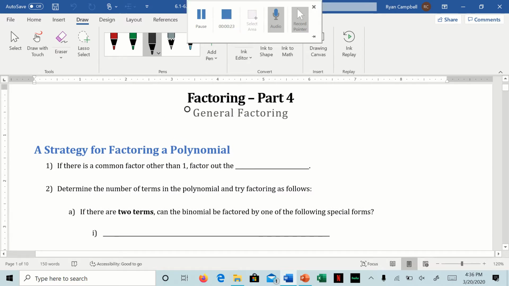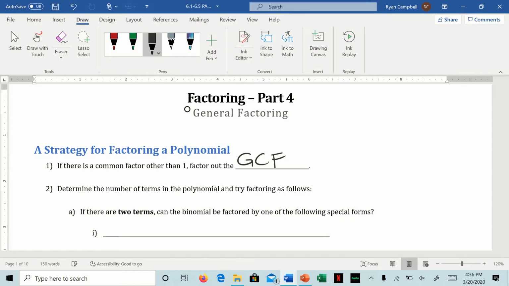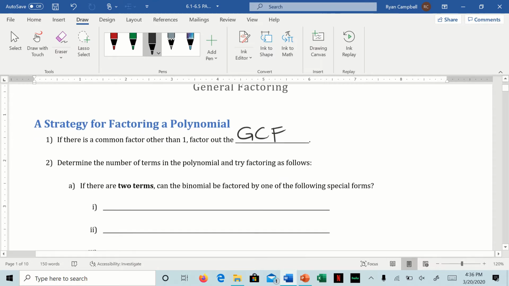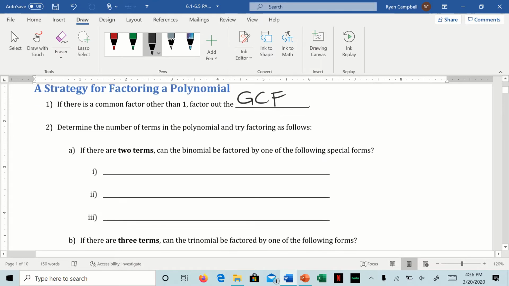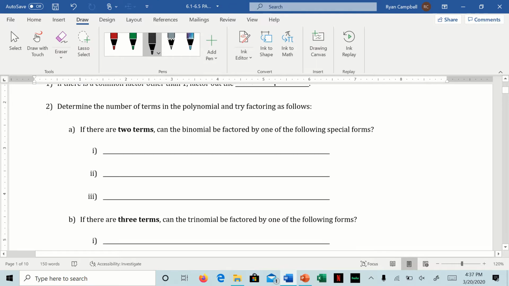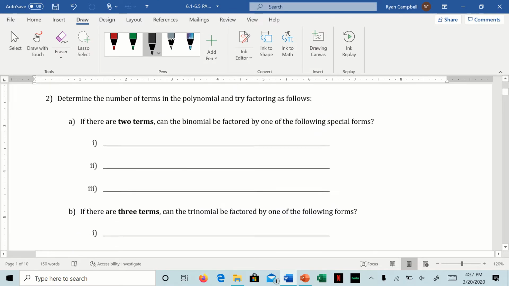First thing you want to do every single time, if there is a common factor, you want to factor out the greatest common factor. That's going to be the best way to start factoring. Just always see, is there a greatest common factor? After you've taken that out, now let's determine how many terms there are. We have 2, 3, or 4 or more.